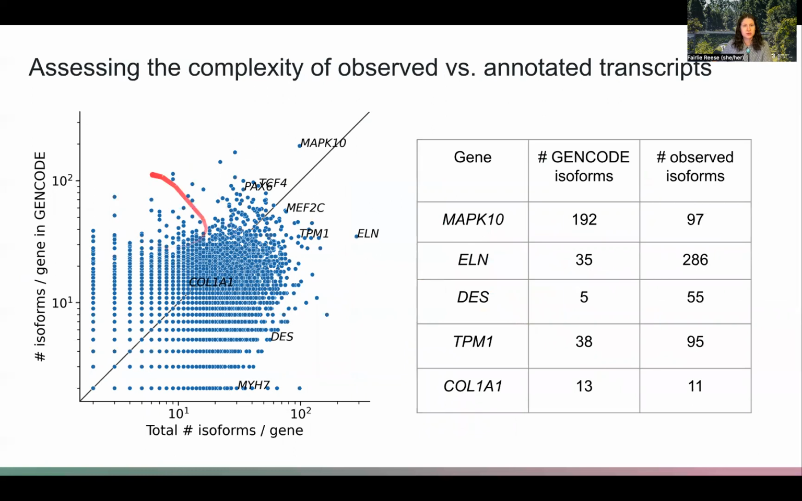So anything that falls above this x equals y line is a gene that has more isoforms annotated in GenCode than we see in our data. Whereas below the x equals y line is vice versa. We see more isoforms in our data than are annotated in GenCode.